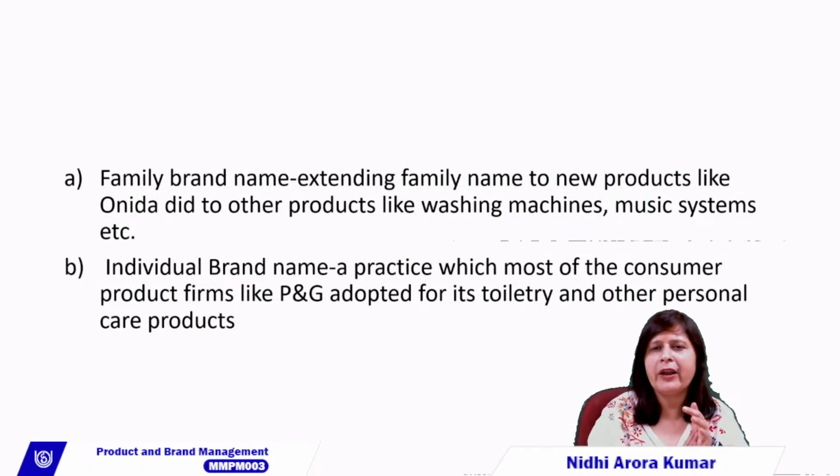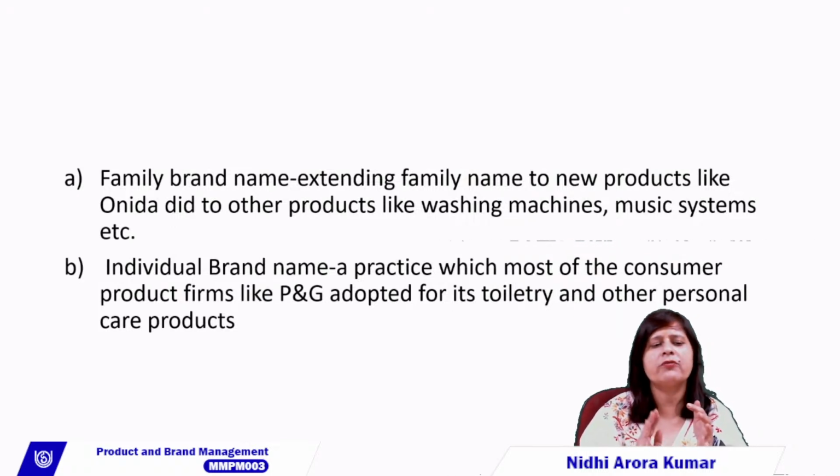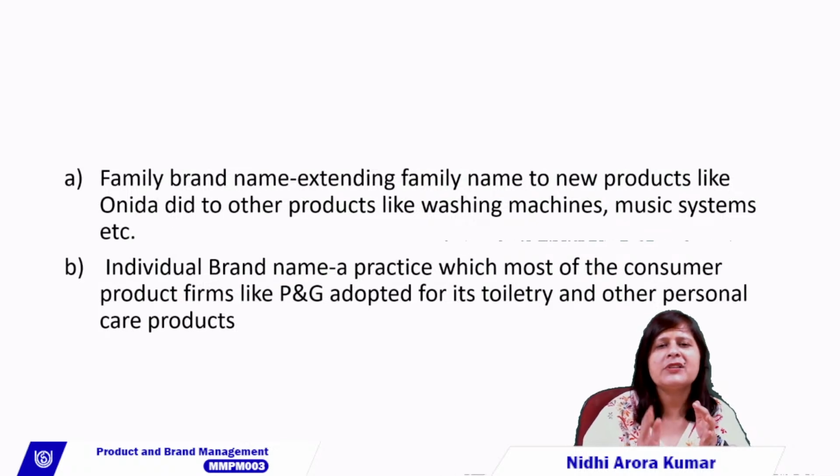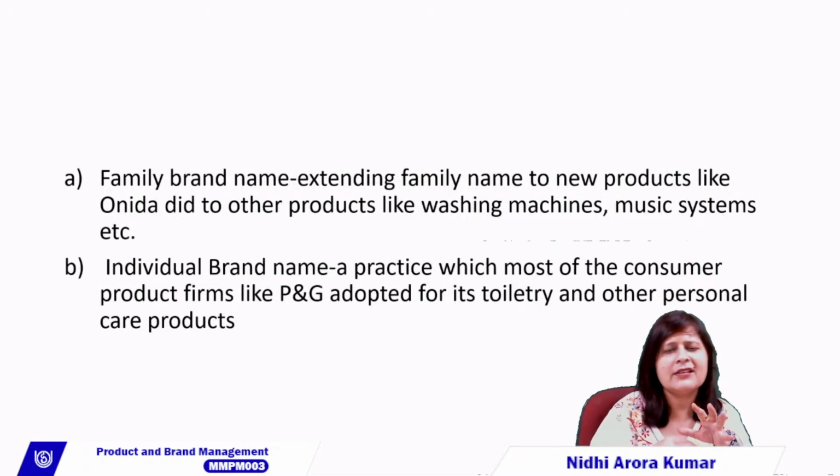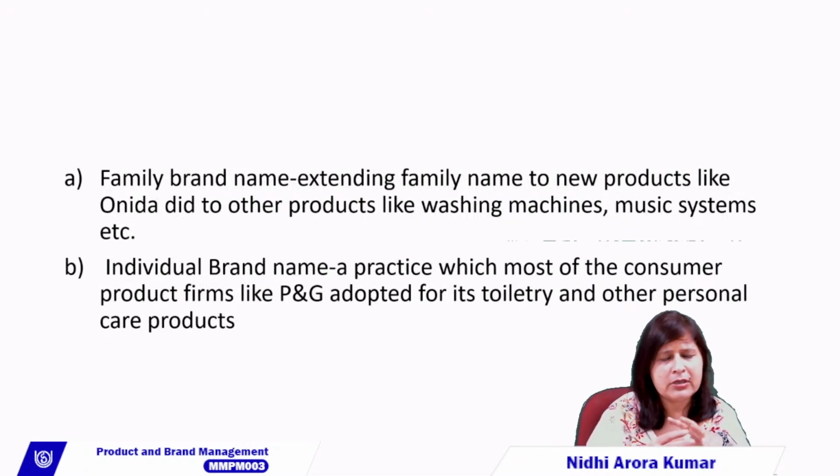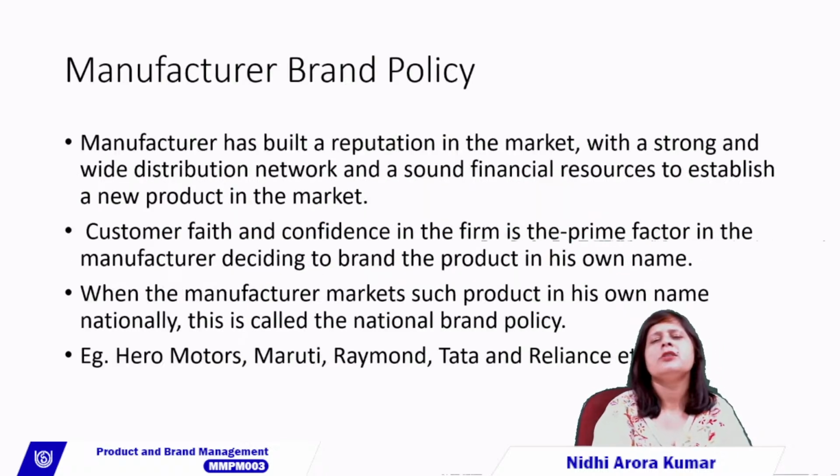Then the individual brand name. That individual brand name is a practice which most consumer products firms like Procter and Gamble adopted for its toiletries and other personal care products. An individual brand name has been given to each product, right? This individual brand name practice has been adopted by many of the firms, right? So while you are deciding about the brand policy, you can make a brand on the name of the manufacturer.